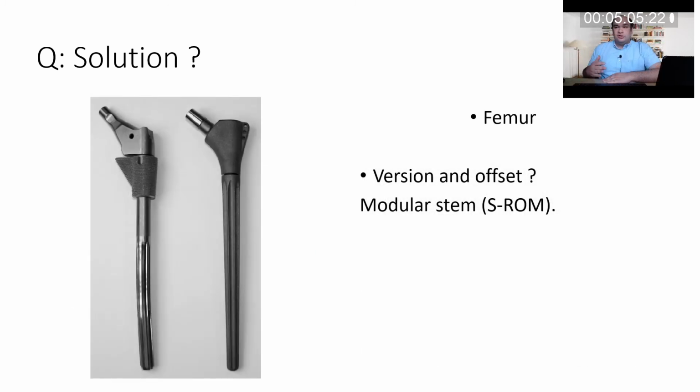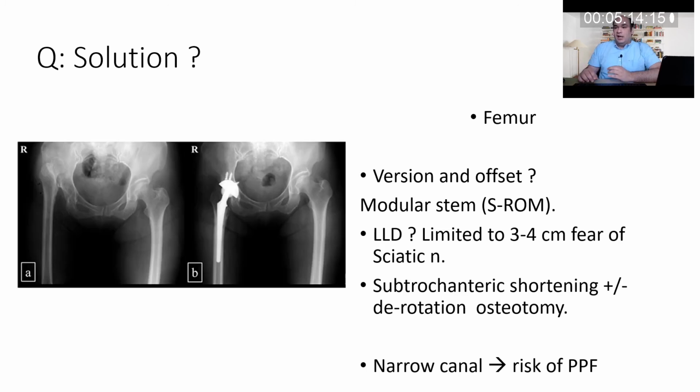On the femoral side, you need to restore the version and the offset. The most obvious or easiest thing to mention in the exam is to use a modular stem such as the S-ROM. Leg length discrepancy: you should aim not to lengthen the patient more than 3 or 4 centimeters, for fear of sciatic nerve injury. If you had to lengthen more than that, then you should be inclined towards a subtrochanteric shortening osteotomy. With the shortening osteotomy, you might do a derotational osteotomy. Again, with the narrow canal, there's a risk of periprosthetic fracture. You need to use narrow stems, and in some extreme cases, you might need custom-made implants.